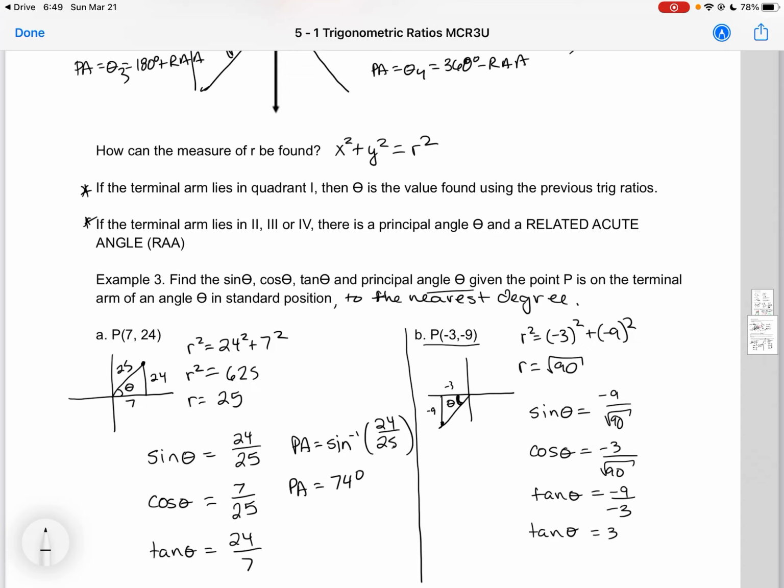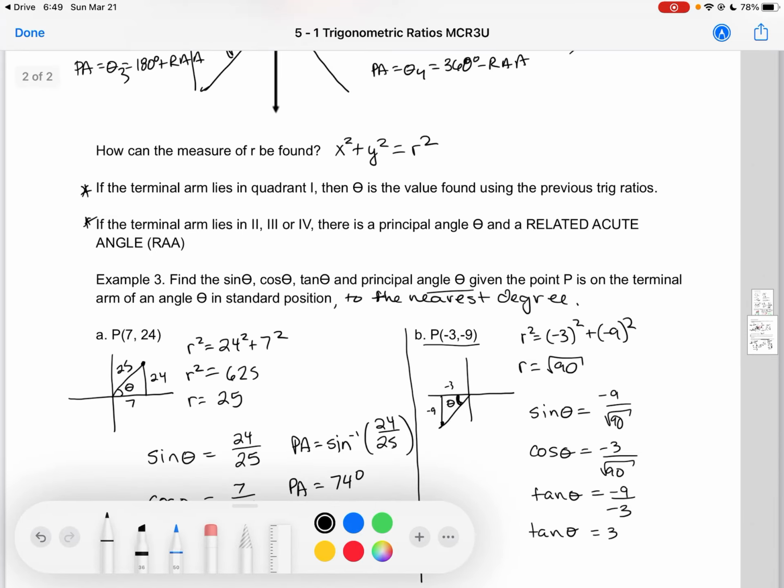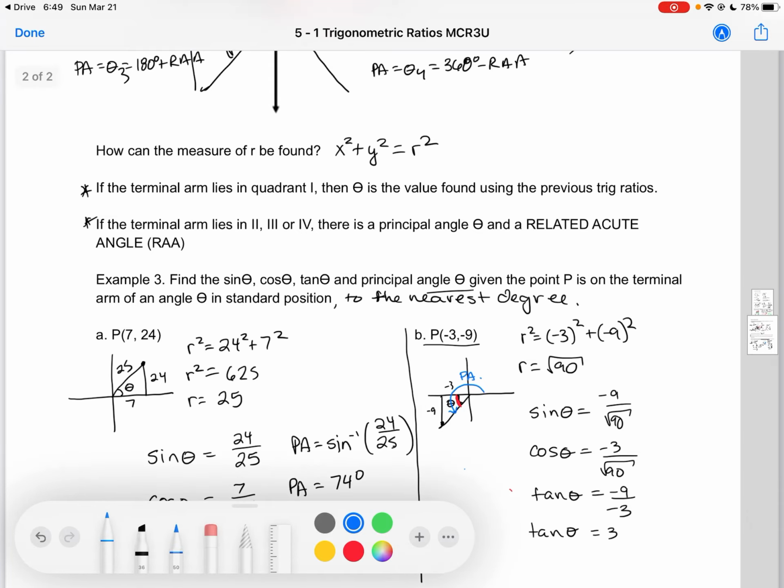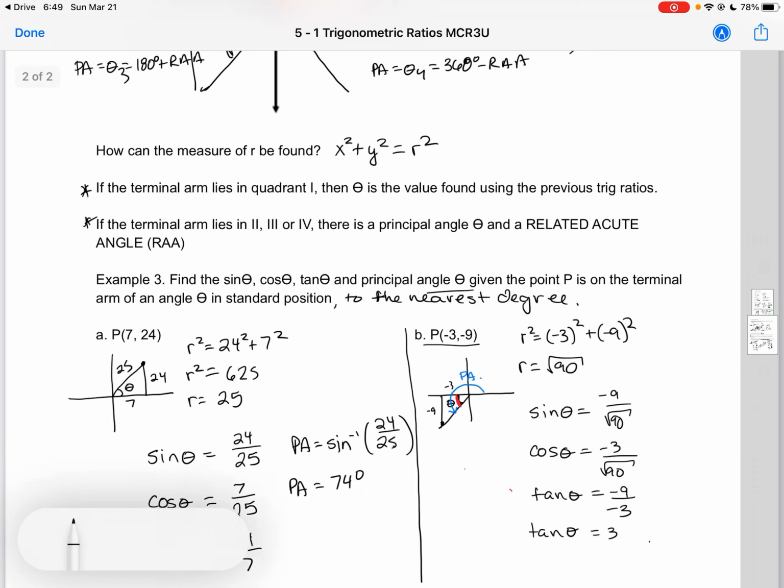So now I've stated my 3 trig ratios, and I'm going to now find out what my angle is. Now when I use my inverse, I am finding this angle right here. That is not actually the angle I'm looking for, which is this whole thing right here. That is my principal angle that I actually want to figure out. So at the end, I'm going to have to do 180 plus my theta, which is my related acute angle, to get that figured out.